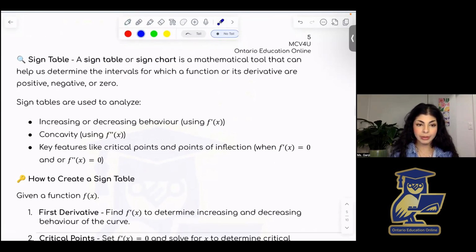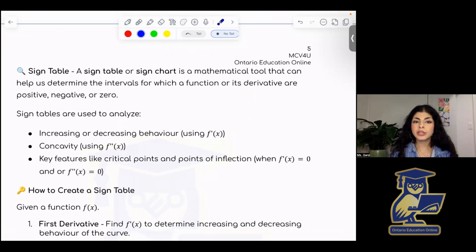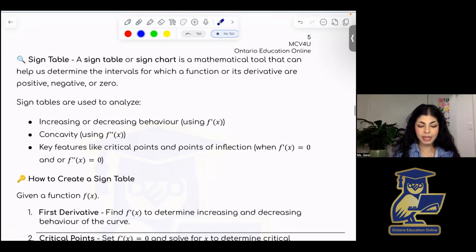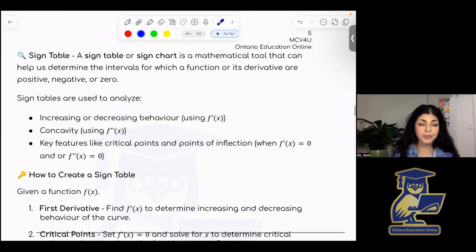So this is the sine table I was mentioning. A sine table, also called a sine chart, is a mathematical tool that can help us determine intervals for which the function or its derivatives are positive, negative, or zero. So these can help us determine increasing or decreasing behavior using the first derivative, concavity using the second derivative, and key features like critical points and points of inflection. So when the first or second derivative are zero.